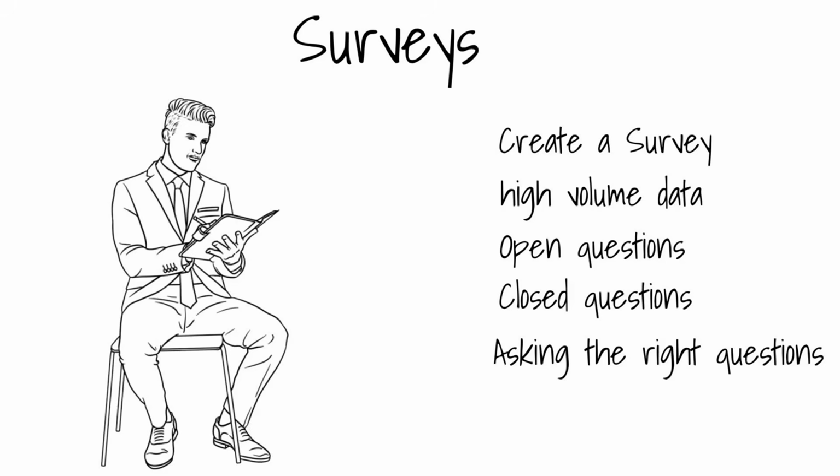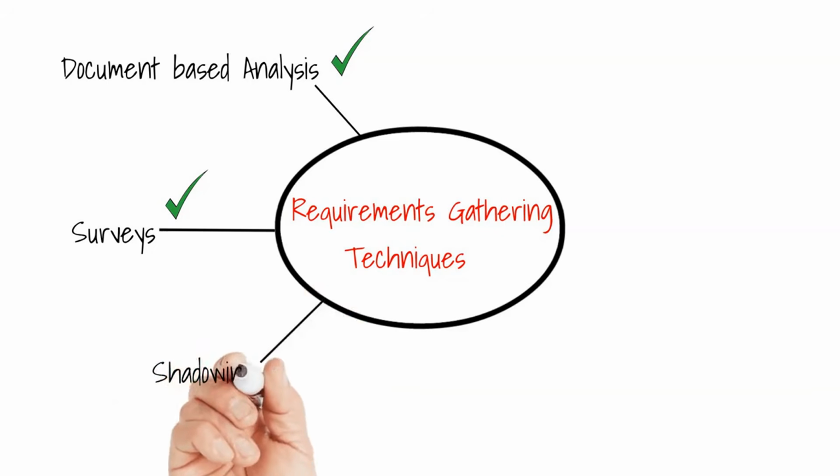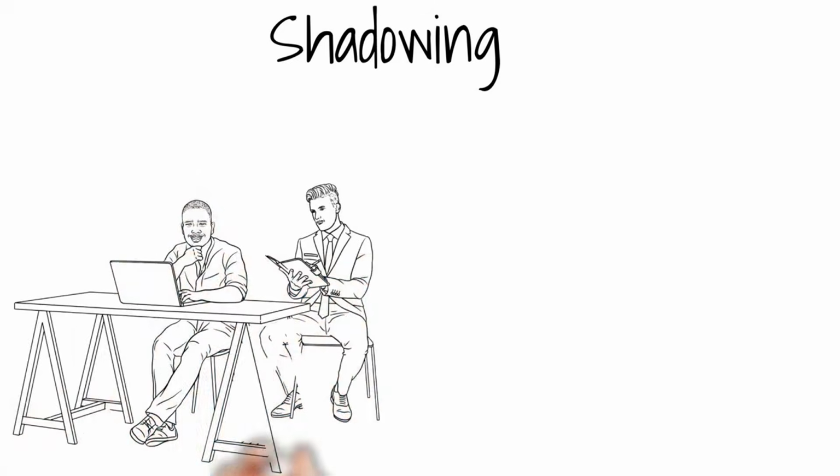Let's jump to the next requirements gathering technique for a business analyst. Shadowing. Shadowing is to accompany a user or a stakeholder. By this, you're living the process the user goes through every single day.